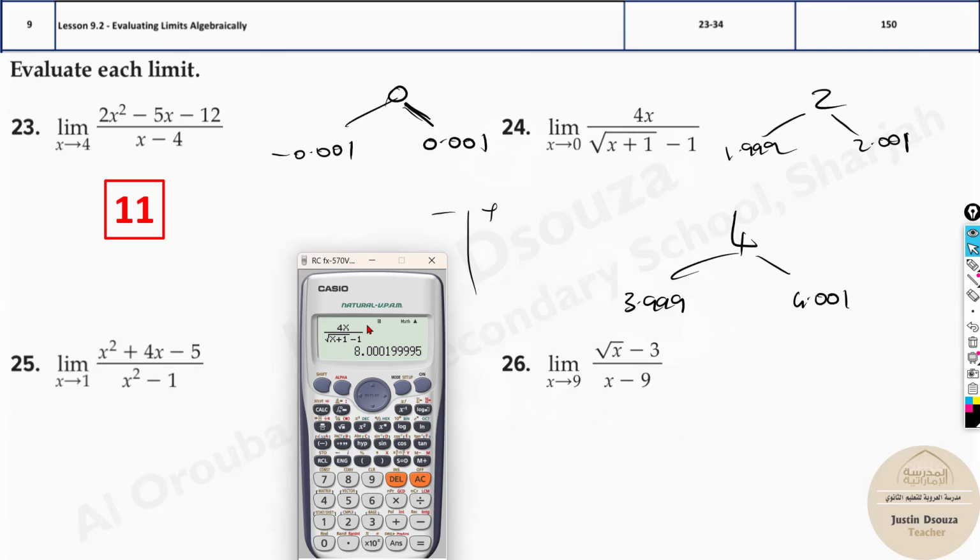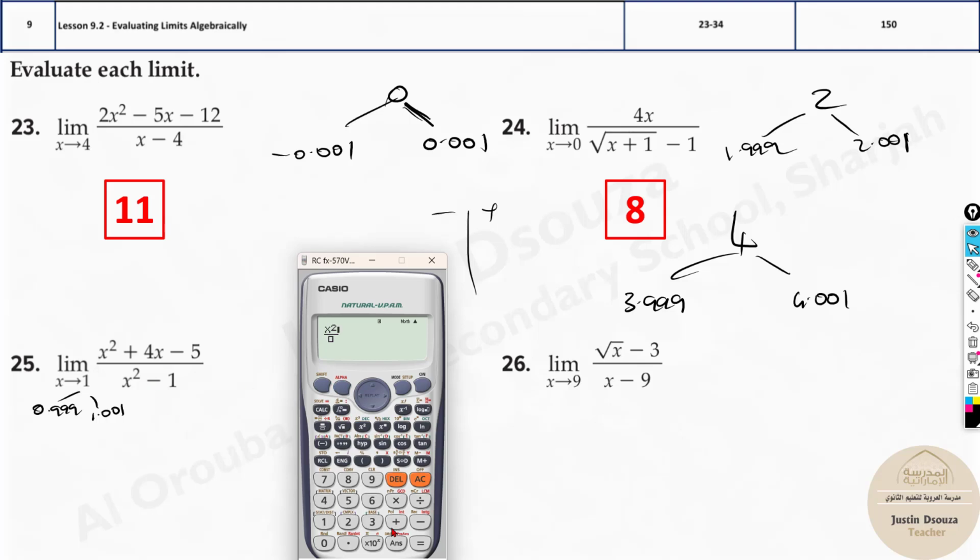And again it's 8. So the answer is 8 over here. Same thing here. Now what are the values? Near to this is 0.999 and 1.001. Just put it into the calculator, use the fraction symbol.